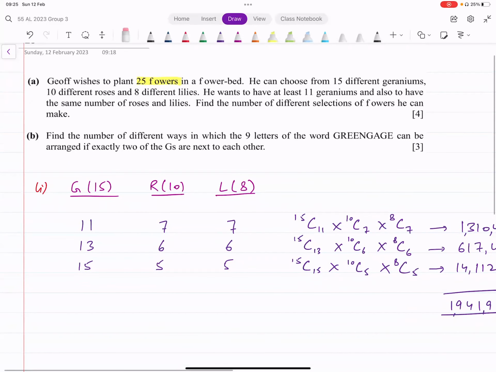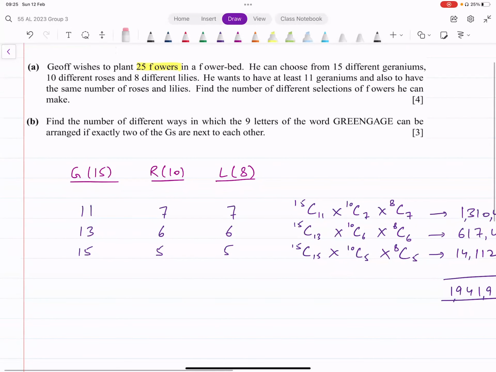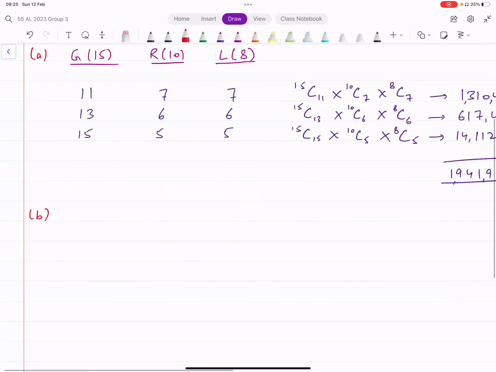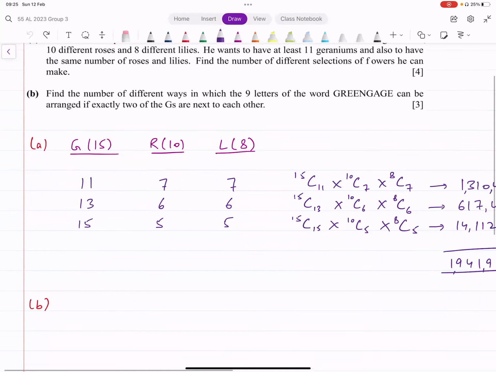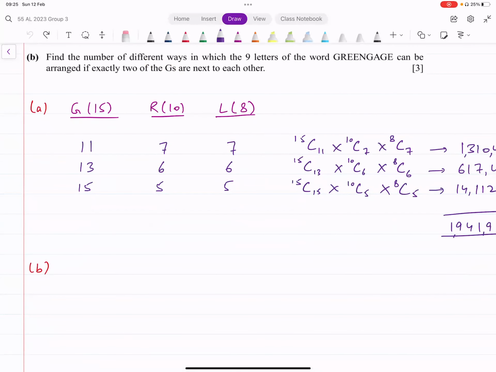Let's look at the second part. This was part A. Now let's do part B. Now we need to find the number of different ways in which the 9 letters of the word green gauge can be arranged if exactly two of the G's are next to each other. So you want 2 G's together. The word is green gauge. How many letters do we have for this? We have 5 and 4. We have 9 total letters.